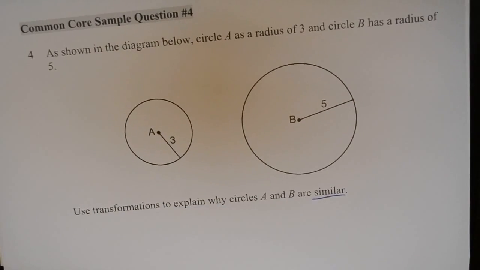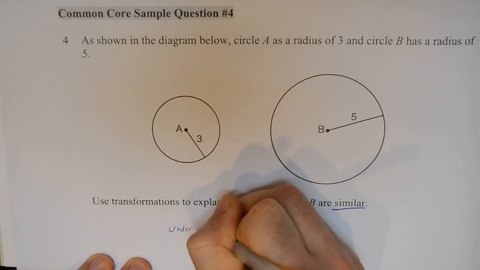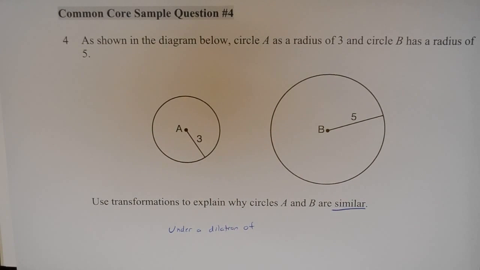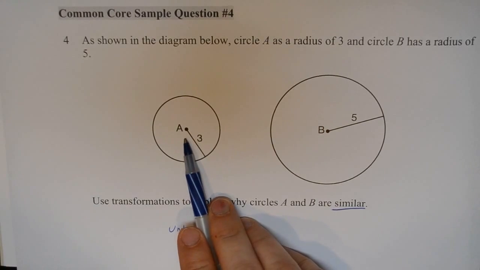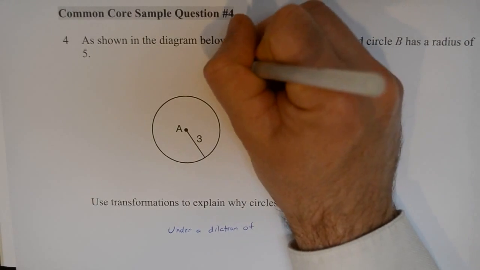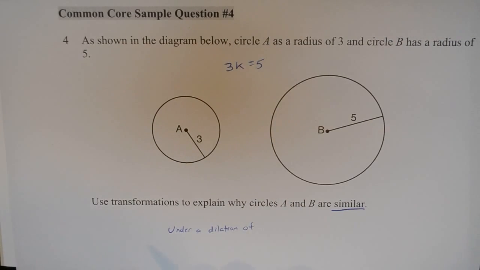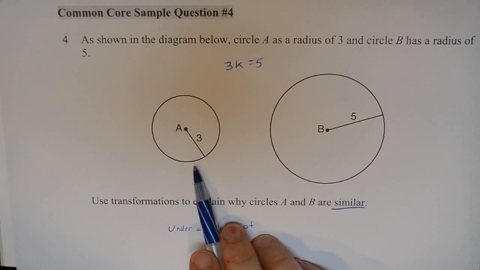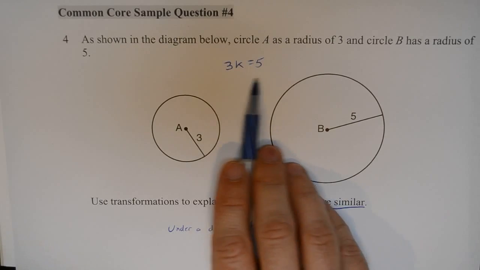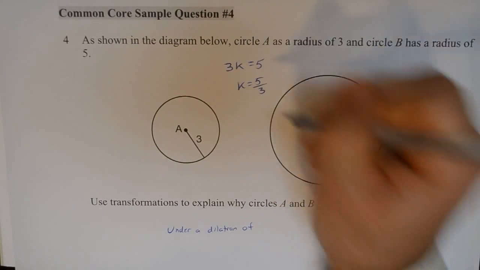So since there are no angles to worry about here, we can simply note that under a dilation of, now let's think, what would the scale factor have to be to take this circle and turn it into this one? So in other words, let's call our scale factor k. There's some number that if I multiply 3 by k, it's going to equal 5. Does that make sense? I need to dilate this circle by a number so that when I multiply 3 by that number, I end up at 5. Well, that's a simple one-step equation, right? We can just divide both sides by 3, and we'll end up with k equals 5/3.